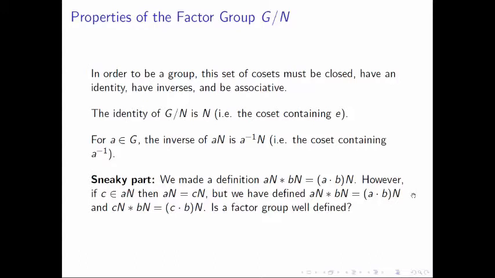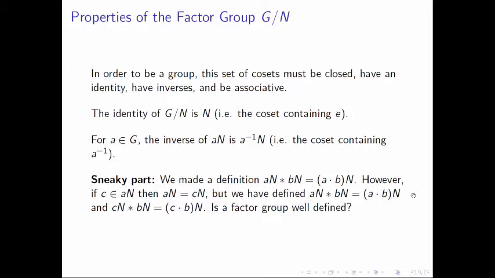But what's secretly sneaky about this is that we have something else to check too, besides just the group axioms. We made a definition that we would take two cosets and combine them by taking the named representatives, combining them, and then looking at that coset. But cosets have many names. aN has many different coset representatives, and if c is a different member of aN, then they have the same coset. aN is cN, because cosets are either totally disjoint or they're precisely equal.